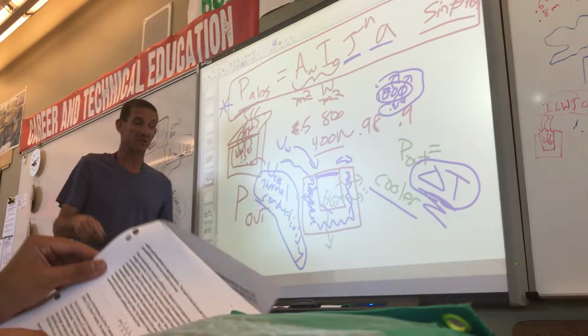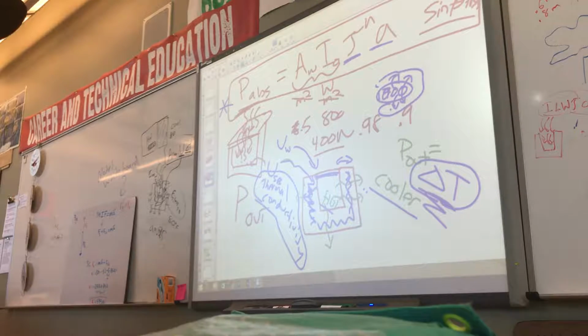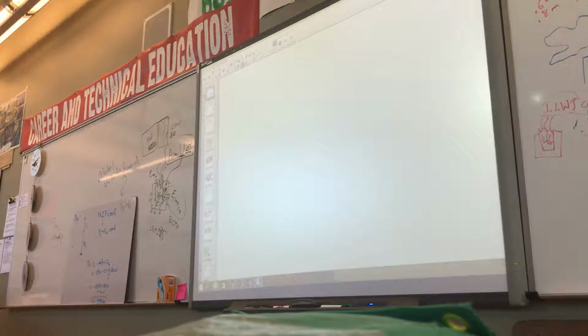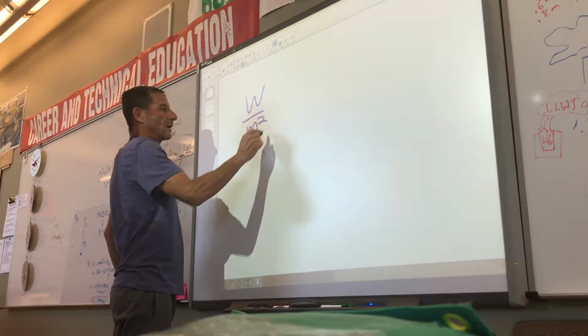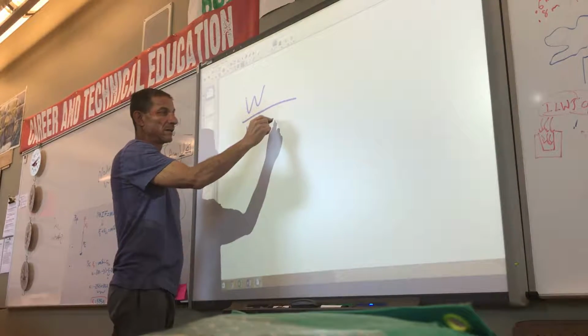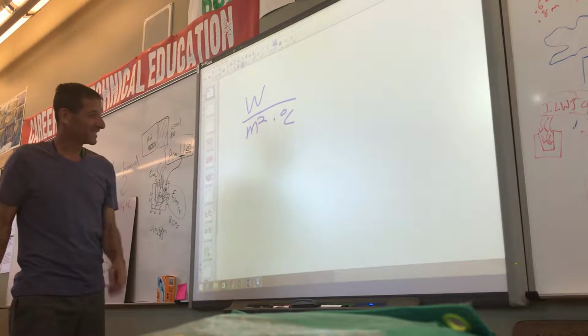So now we answer your question: what are the units of U, Ian? Watts per meter squared times degree Celsius. Those are words. No, sorry. Watts per meter squared, it's right there on the bottom, and then per degrees Celsius. Now let's see if that makes sense.